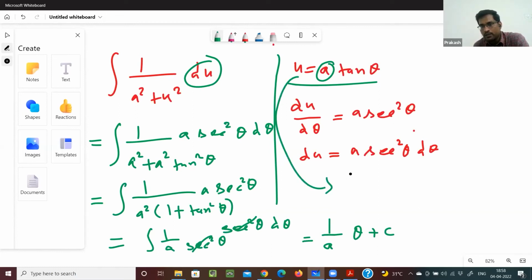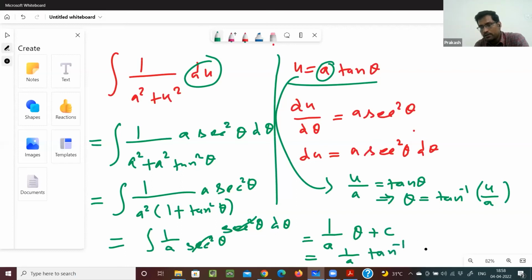Theta we get from u by a equal to tan theta. So this gives theta equal to tan inverse of u by a. Then we can substitute here: 1 by a into tan inverse of u by a plus c. So this type of integral, if you are using the trigonometry identities, then we will get the answer easily. Otherwise, it's difficult to find the answer.